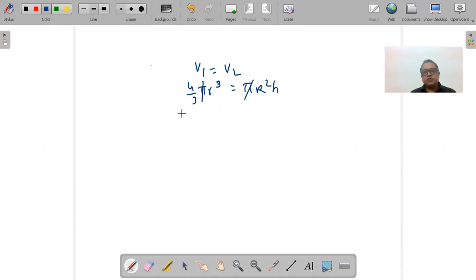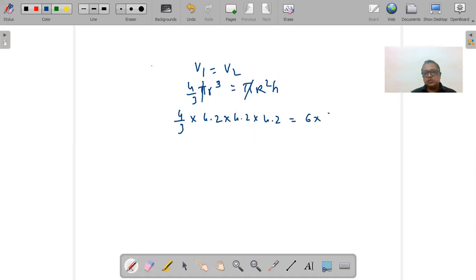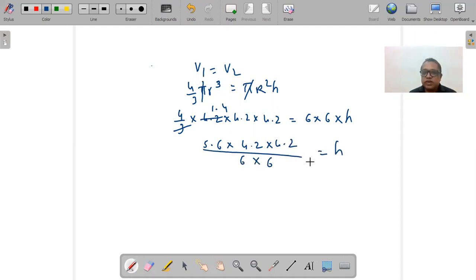Pi we can cancel. So this will be 4 by 3 into 4.2 into 4.2 into 4.2 is equal to R square into h. The radius is 6 for the cylinder, so this is 6 into 6, and we need to find out the height of the cylinder, which is unknown. So 3 I can cancel here. This is 1.4. 1.4 into 4, that will be 5.6, into 4.2 into 4.2 divided by 6 into 6 will give me the value of h.